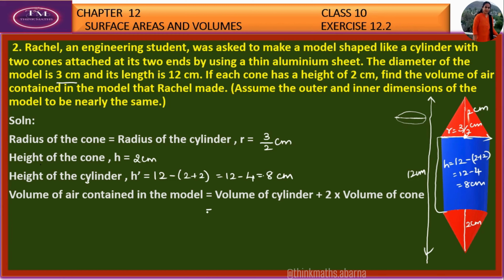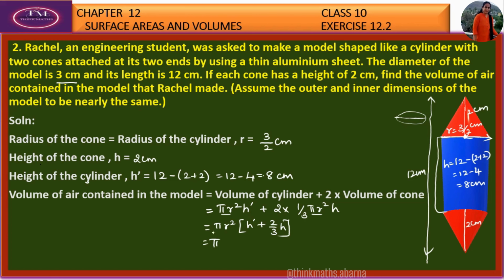So what is the formula for the volume of a cylinder? It is nothing but pi r squared h. The cylinder height is denoted by h dash, so pi r squared h dash plus 2 into the volume of cone. The volume of cone is nothing but 1 by 3 pi r squared h. So what is common here? Pi r squared is common. So take that outside, pi r squared, and the remaining we have h dash plus 2 by 3 h. Keep this pi as such. We will substitute the value of pi at the end.